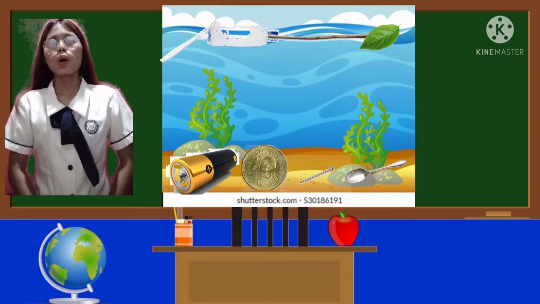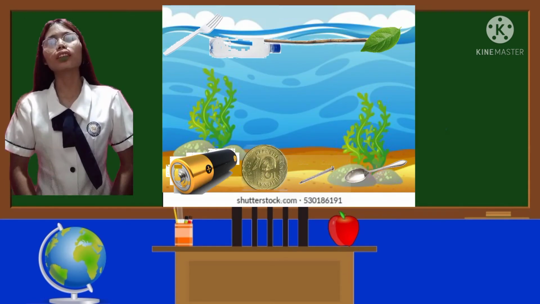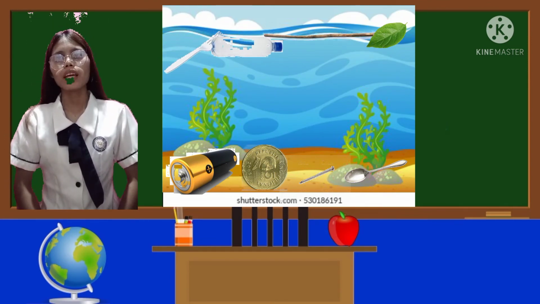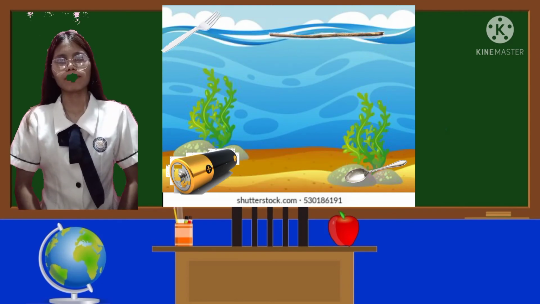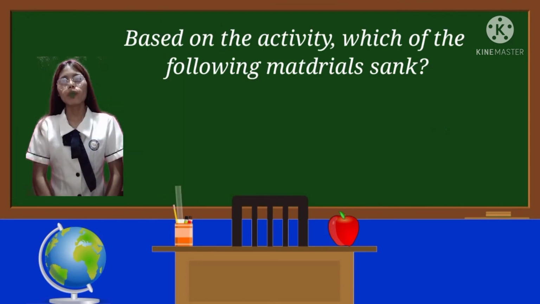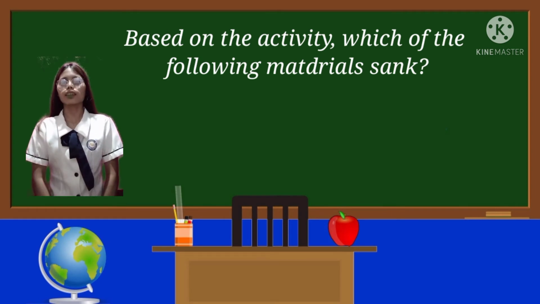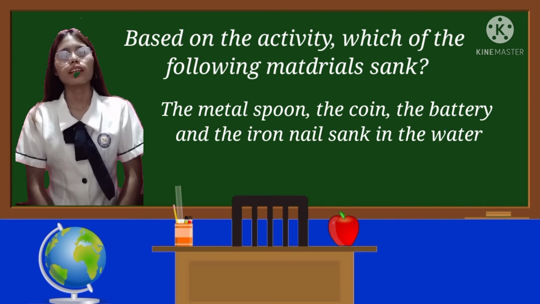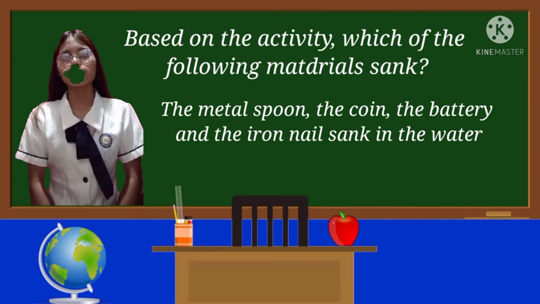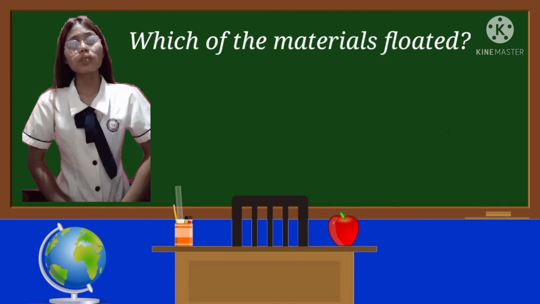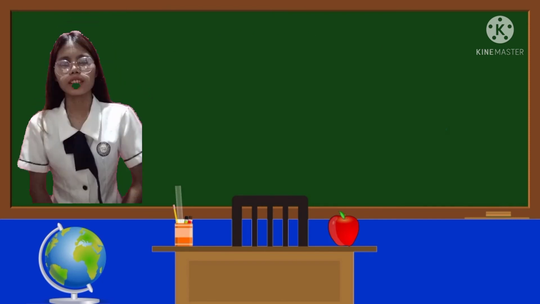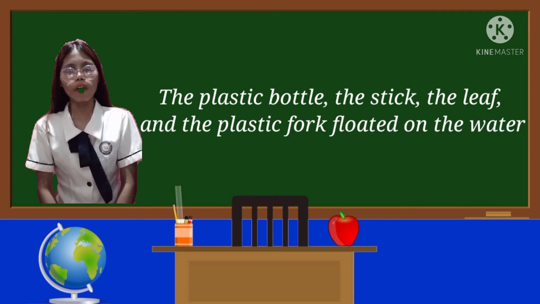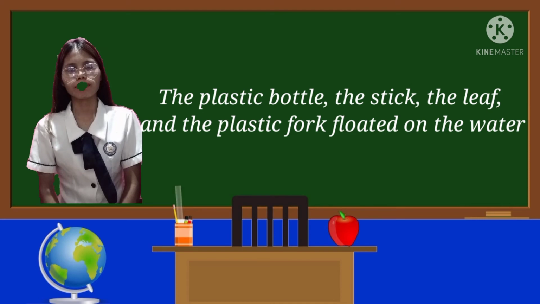What did you observe when we placed the materials one at a time in the water? Some things float on top and some things sink. Based on the activity, which of the following materials sank? The metal spoon, the coin, the battery, and the nail sank in the water. Which of the materials floated? The plastic bottle, the stick, the leaf, and the plastic fork floated on the water.